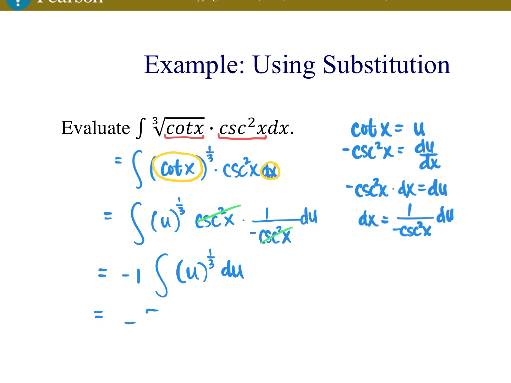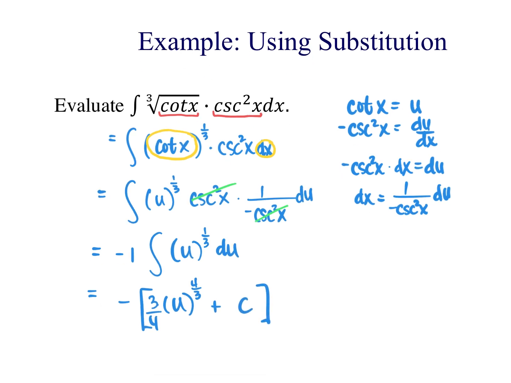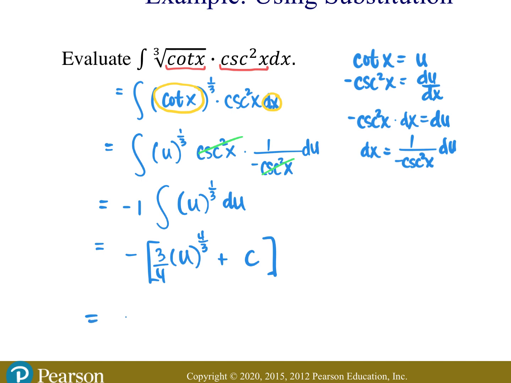Then the antiderivative becomes really easy, right? It's going to be u to the 4/3 times 3/4, plus the constant c. So my final answer will be negative 3/4, and then we'll put the cotangent back in place of u. Even though you distribute a negative 3/4 to c, that c is a constant. It will absorb the negative 3/4, which is also a constant, and we still just write plus c.